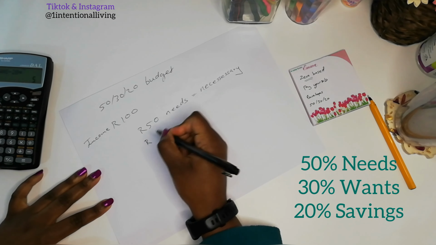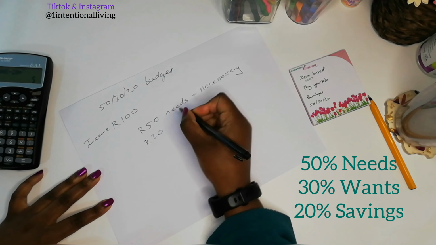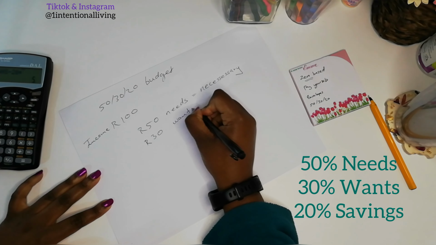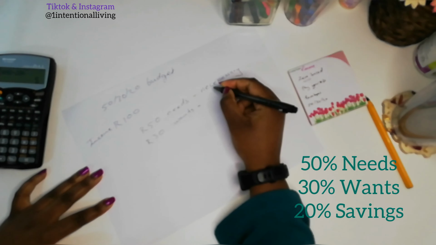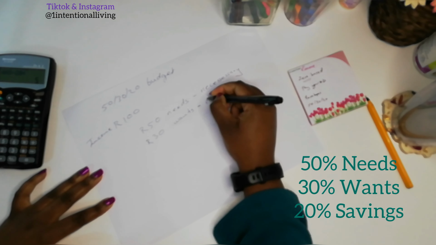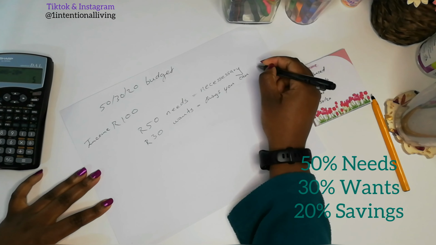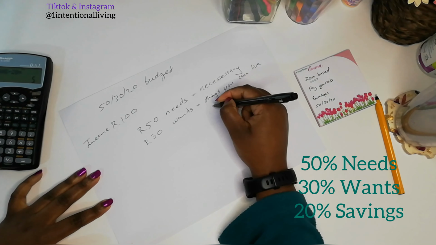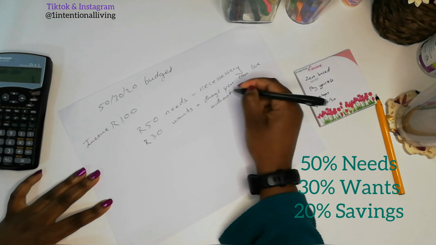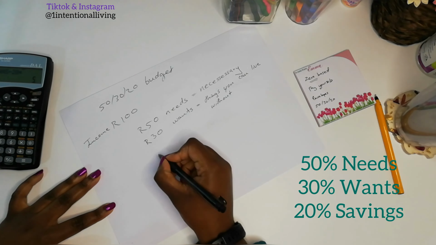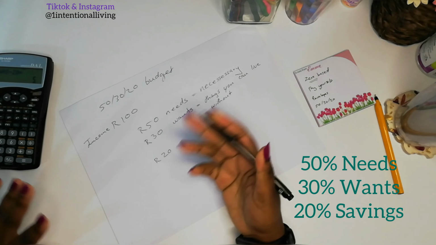And then you have your 30% for your wants, which will be 30 Rand on this, right? Wants, you can call it a discretionary fund, if you will, but wants are things you can live without. You want them, but you can really live without them. Like chocolate. You can live without chocolate, but you really want to buy a chocolate. So that is what the wants are for.